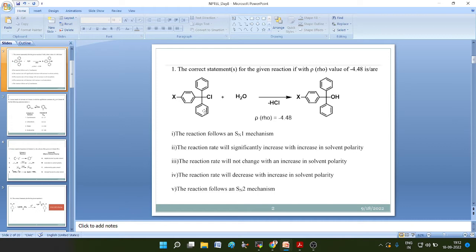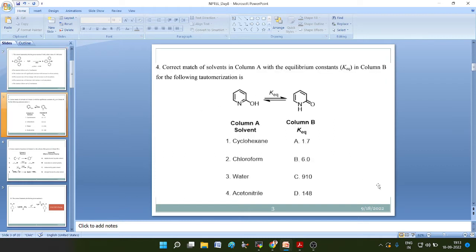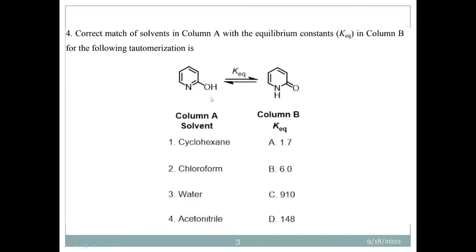I hope this is a very basic, simple question on rho value. Let's go to the second slide. This is also a very simple question. Here, what you see is the correct match of solvents in column A. There are solvents given: cyclohexane, chloroform, water, and acetonitrile, with the equilibrium constant K equilibrium in column B. So, based on the solvent, which form, whether this enol form or this keto form, will be stabilized.